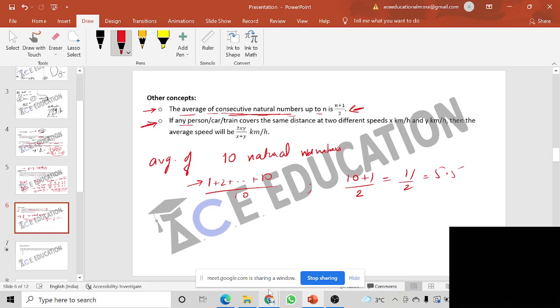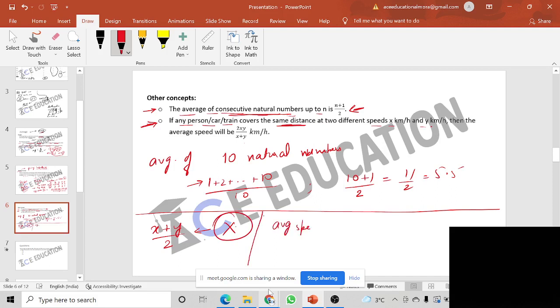So if any person or car or train covers the same distance at two different speeds, then the average speed would be this much. See, the mistake that people make is they directly do (x plus y) upon 2 for the average speed. It is not the case. So the average speed is given by 2xy upon (x plus y), where x is the speed of the first half of the journey and y is the speed of the second half of the journey.